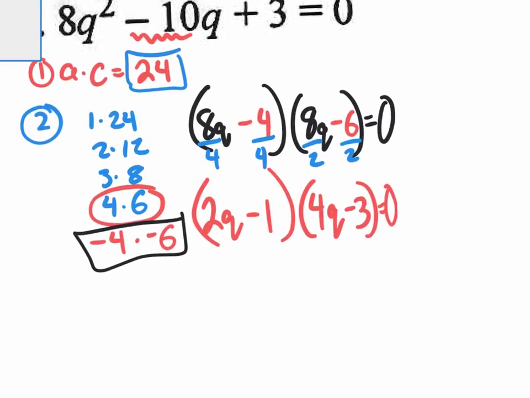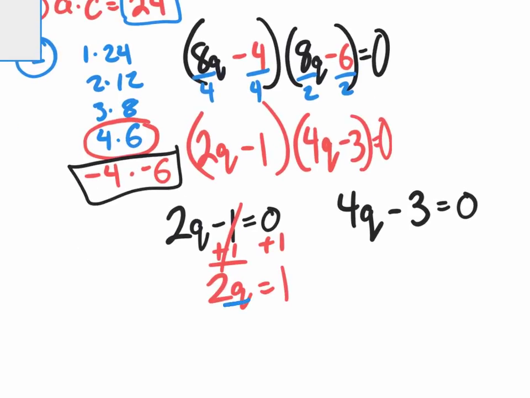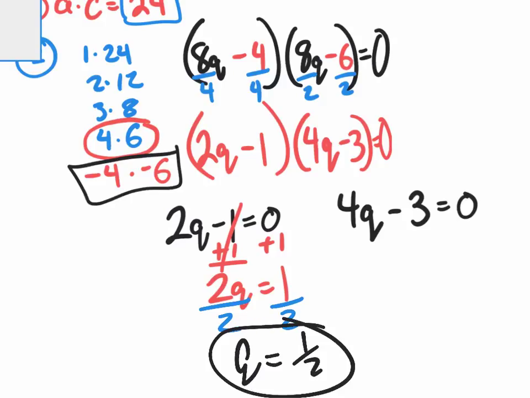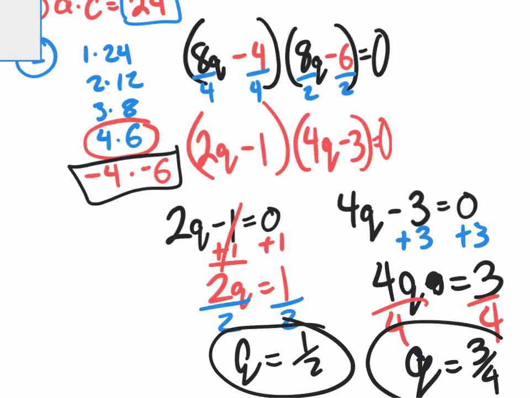So at this point, we're able to split them. So I'm going to write 2q minus 1 equals 0, and 4q minus 3 equals 0. 4q, sounds like a bad word. Okay. The first equation, plus 1, 2q equals 1. And the final step there is going to be divided by 2, which means q equals 1/2. The other one, plus 3, you're going to have 4q equals 3. You're going to divide by 4. Q equals 3/4. Sorry about the horrible writing.